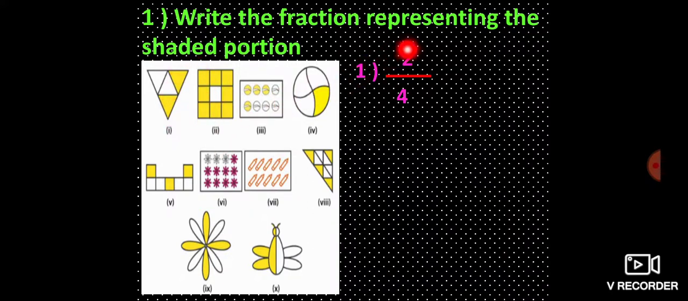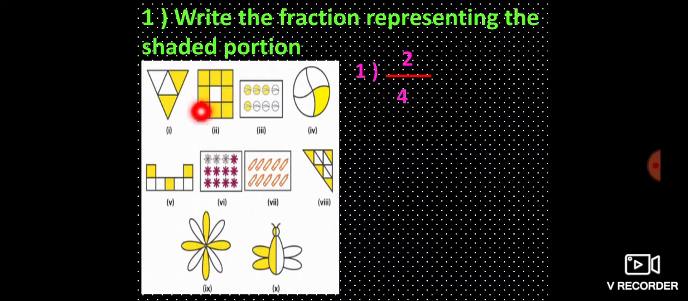2 is the shaded portion. 4 is the total number of triangles. Here the total number of triangles is 4. Out of these 4 triangles, 2 are shaded. So 2 by 4 is the fraction of the first figure.